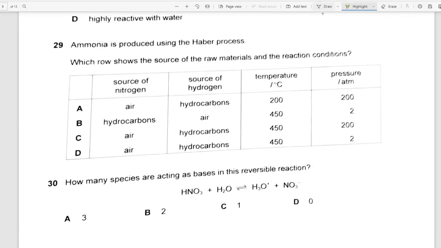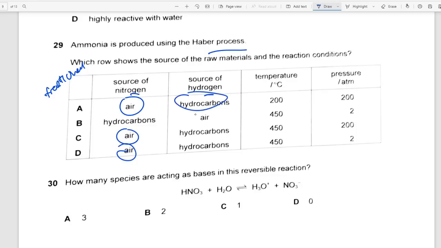Ammonia is produced using the Haber process. The Haber process forms ammonia from nitrogen and hydrogen, which shows the source of raw materials. So nitrogen, we use fractional distillation of liquid air. So the answer should be air. And hydrogen, we use electrolysis or hydrocarbons, isn't it? So the answer is these ones. And the temperature has to be 450. So it's either these two now. And the pressure is 200. So the answer should be C.